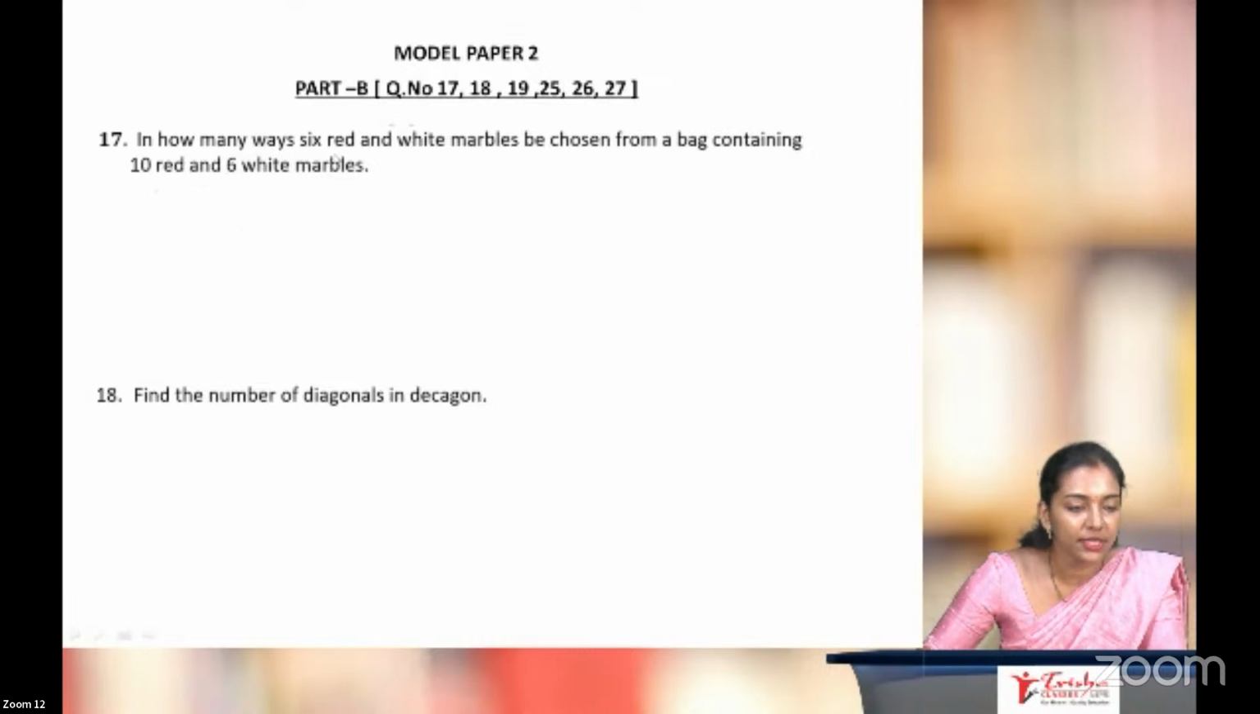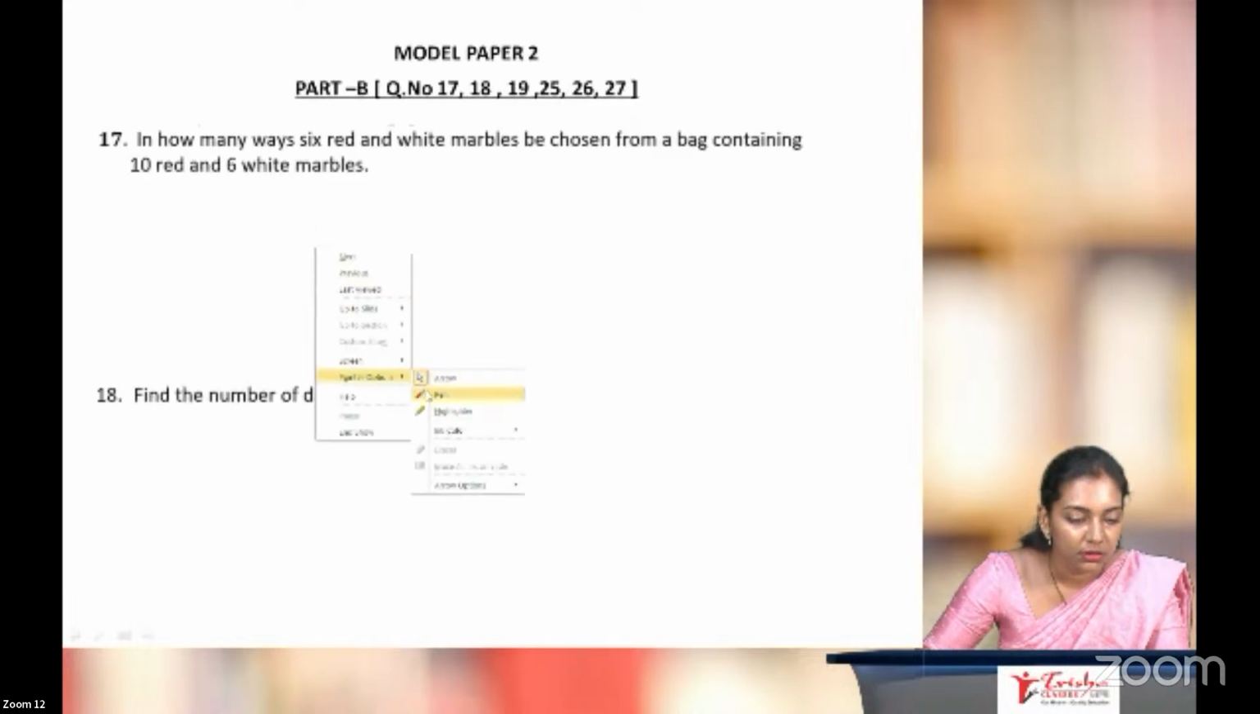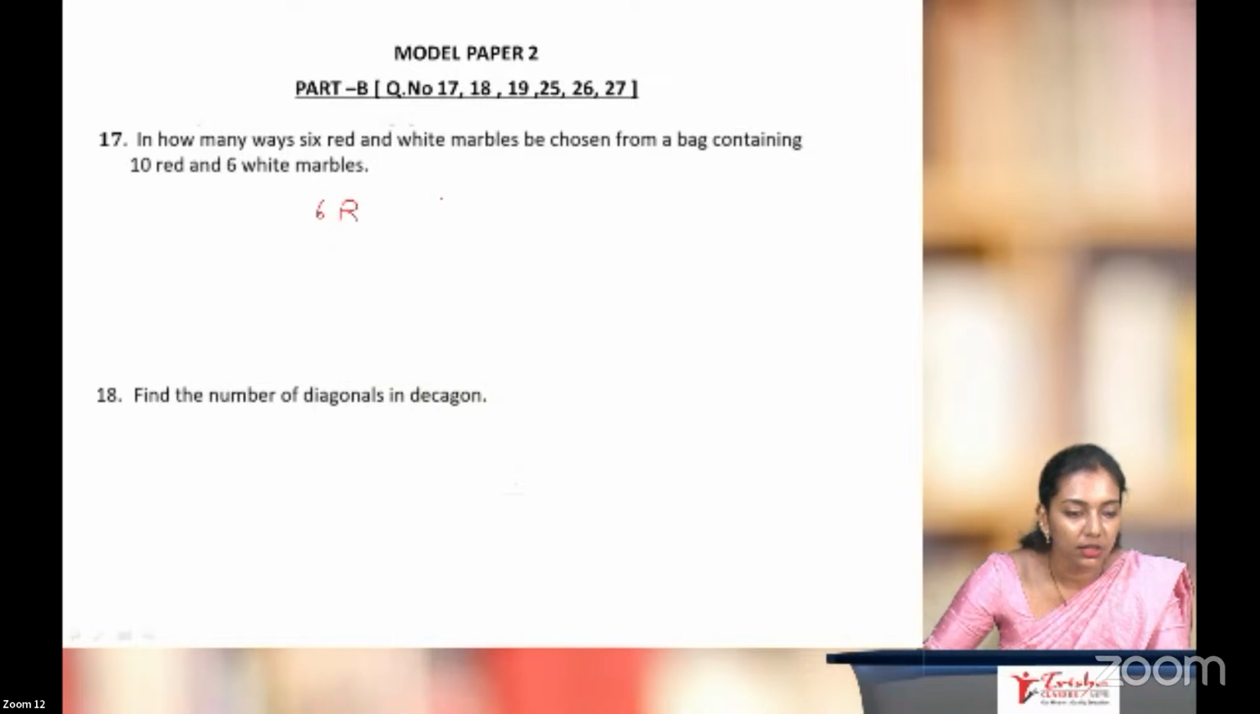So, in how many ways can 6 red and marbles be chosen from a bag containing 10 red and 6 white marbles? This is just a combination, the selection of marbles. A number is missing here, so let's take it as 10: 6 red and 10 white marbles to be chosen. In how many ways can you select?